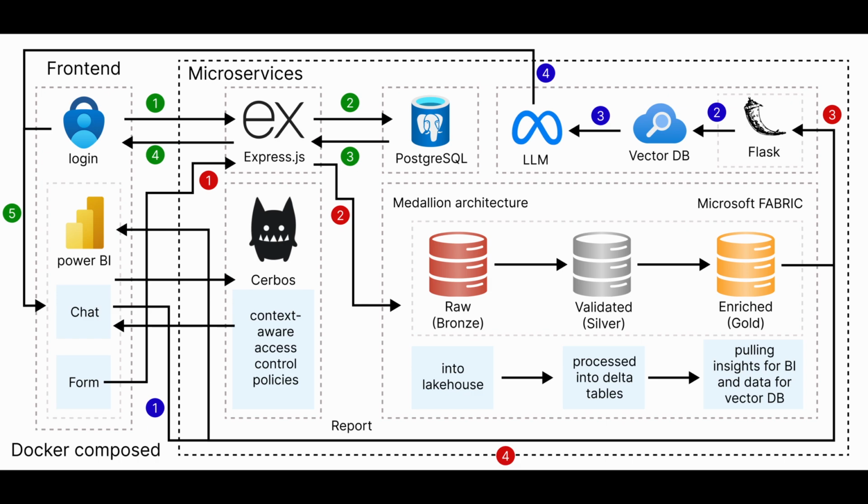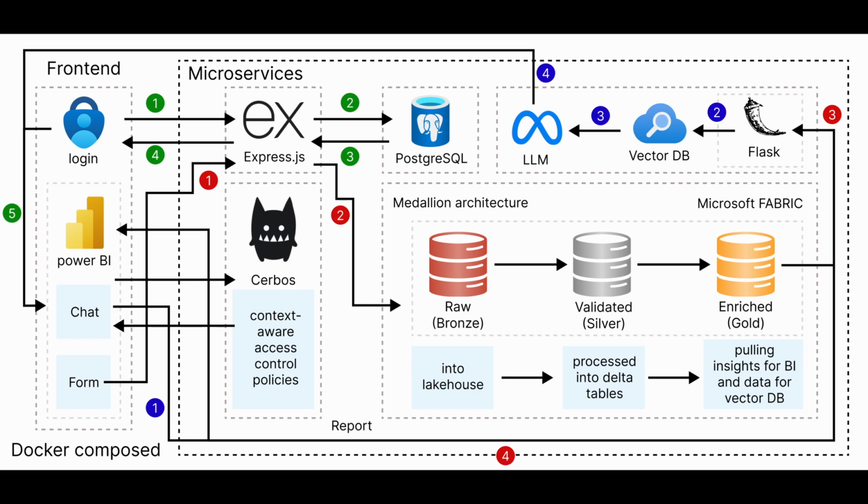And here there are three stages. In the first one, the raw data is just stored into the lakehouse. And in the next layer, which is the validation layer, the data is processed into delta tables. And finally, insights and data are pulled from this data for business intelligence and the vector database, respectively.